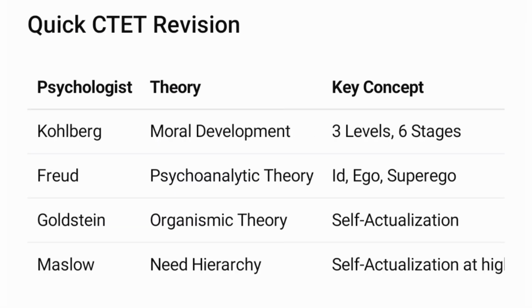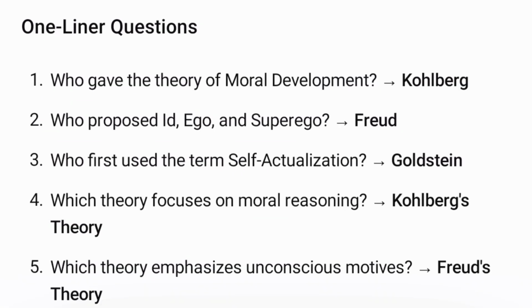Now we will see a quick revision. Psychologist, theory, key concept. Kohlberg, moral development, 3 levels, 6 stages. Freud, psychoanalytic theory, id, ego and superego. Goldstein, organism theory, self-actualization. Now one-liner questions. Who gave the theory of moral development? Kohlberg. Who proposed id, ego and superego? Freud. Who first used the term self-actualization? Goldstein. Which theory focuses on moral reasoning? Kohlberg's theory.